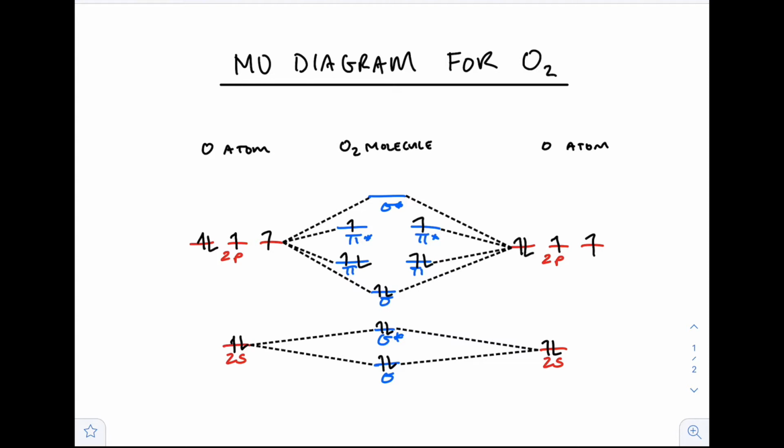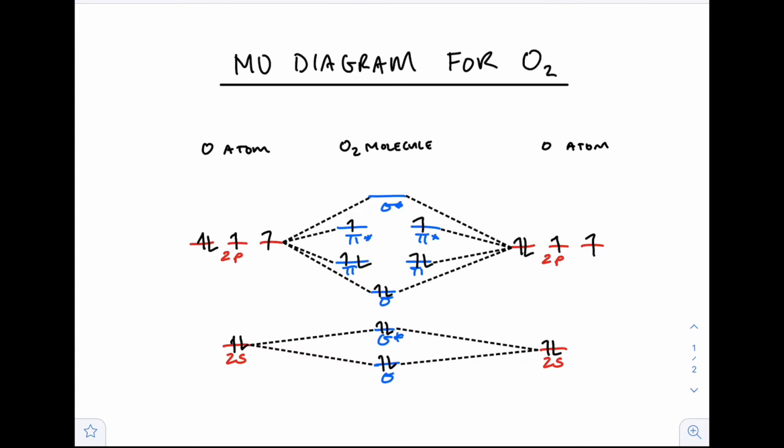Now, starting from the bottom, we have a sigma orbital, and then we have a sigma with an asterisk, okay? So that's a sigma star. And then we go sigma, and then we have two pi orbitals that are equal in energy. Those are called degenerate orbitals because they're equal in energy. And then we have two pi star orbitals that are degenerate. And then at the very top, we have a sigma star orbital. Okay, so that's basically how the molecular orbital diagram is laid out for oxygen specifically, right?